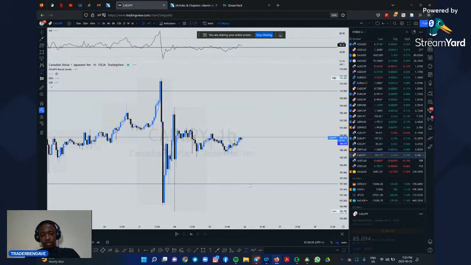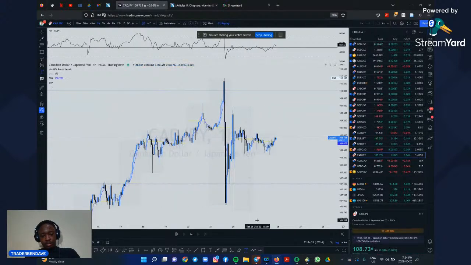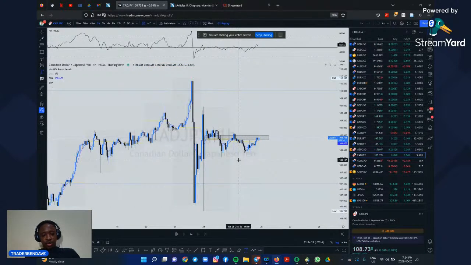CAD JPY. This structure is ugly. I'm not going to trade it, so I'm not going to analyze it.